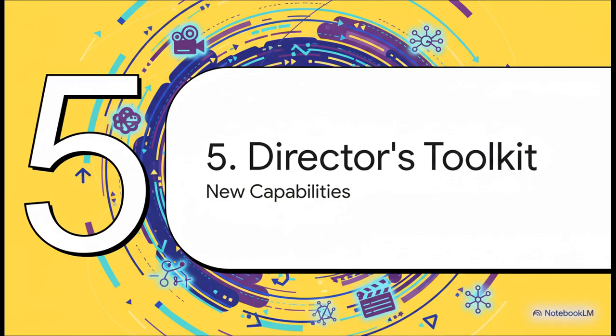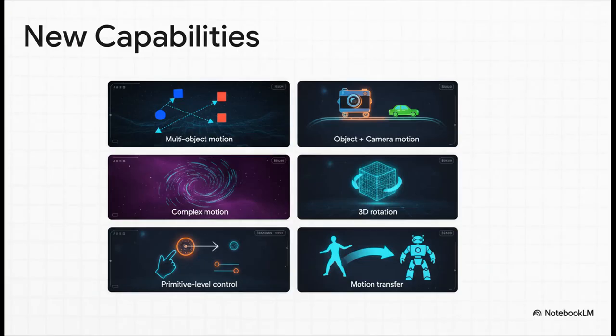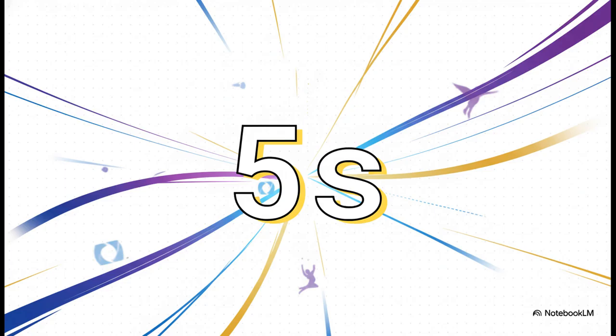Okay, so we know how it works. But what can you actually do with this new level of control? What does this new director's toolkit look like? Well, it pretty much unlocks a whole new set of creative powers. We're talking about controlling multiple objects at the same time, pulling off precise camera moves like a dolly or a pan, and, get this, you can even take the motion from one video and apply it to a totally different picture. It opens the door to really complex patterns, full 3D object rotations, all kinds of stuff that was just a pipe dream before. And it can generate these super controlled, really high-quality video clips that are 5 seconds long.